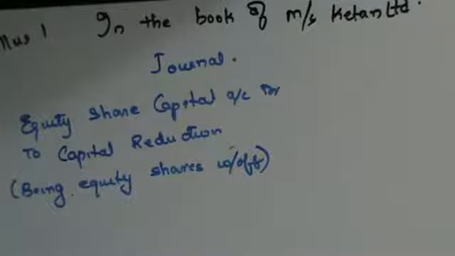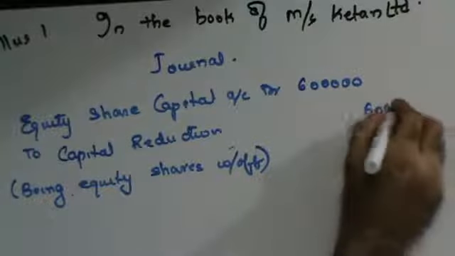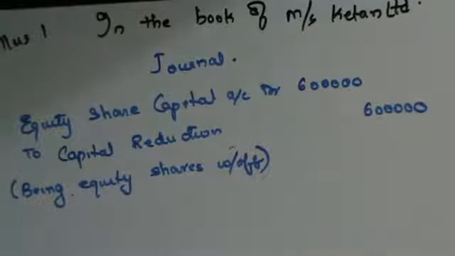Now, from 10 rupees to 4 rupees, that means each share is written down by 6 rupees. How many equity shares are there? Your equity share capital, if you look at your balance sheet, is 10 lakhs. Each share is of 10 rupees. That means you have 1 lakh shares. Each share is being written down by 6 rupees, so 6 lakh rupees. Do you understand how I got 6 lakhs? Each share is being written down by 6 rupees and there are 1 lakh equity shares. So this will be equity share capital account debit to capital reduction.